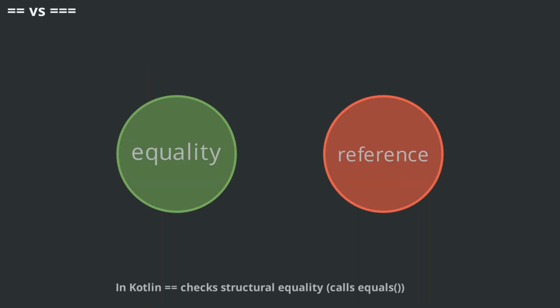In Kotlin, == checks structural equality, which calls equals, while === checks referential equality, the same memory reference. This distinction helps you compare objects accurately, whether you care about their contents or their identity.